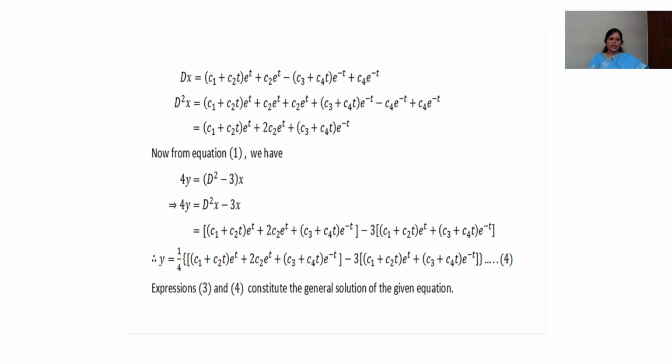So we need the d square x value, and 3x means we can multiply along with x. That's why we are finding the dx value and the d square x value separately. From the x, first we have to find out dx, then we have to find out d square x. So dx is equal to c1 plus c2 into t e to the power t plus c2 e to the power t, minus of c3 plus c4 t into e to the power minus t plus c4 into e to the power minus t.